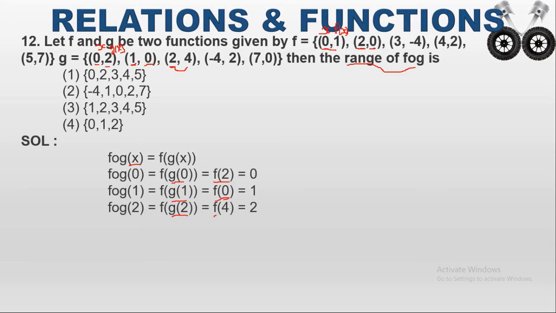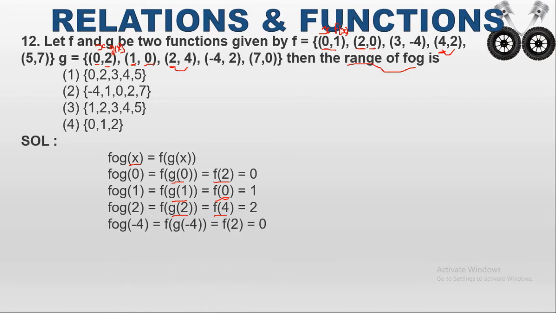So that can be written as f of 4. In function f, where is the input 4? Here the fourth ordered pair has the input 4. So for the input 4, what is the output? The output is 2. So instead of f of 4, I can write 2.